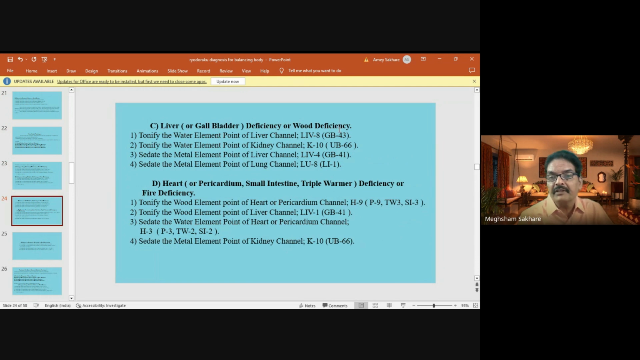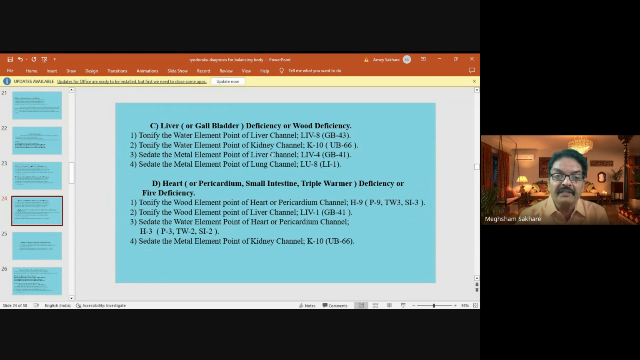Liver deficiency or wood deficiency. Tonify water element point of liver, because the water supports wood. Water is the mother of wood. Tonify liver 8 or GB43, tonify K10 or UB66.